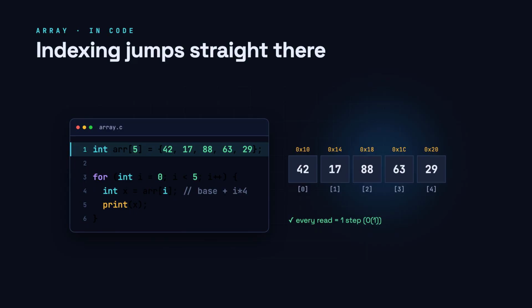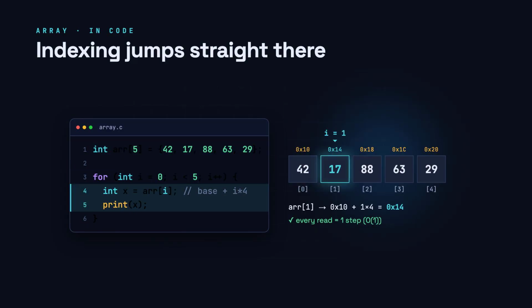Let's watch this in real code. We loop an index i starting from 0. Each time we read the ith element, the computer turns it into a single address, the base plus i times the item size, and jumps straight to that cell. As i moves on by 1, every access costs exactly 1 step. Because the values sit side by side, walking an array is fast and completely predictable.